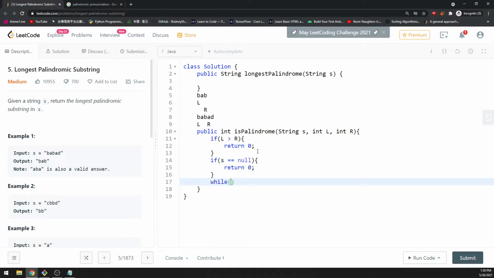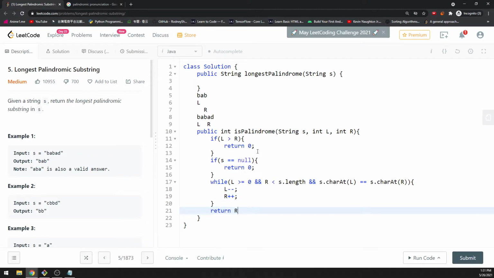Now let's just start looping. We have to make sure that L is greater than or equal to 0 and right is less than the length of the string, and the character at L is equal to the character at right. In this situation, left minus minus, right plus plus, and we return R minus L minus 1.